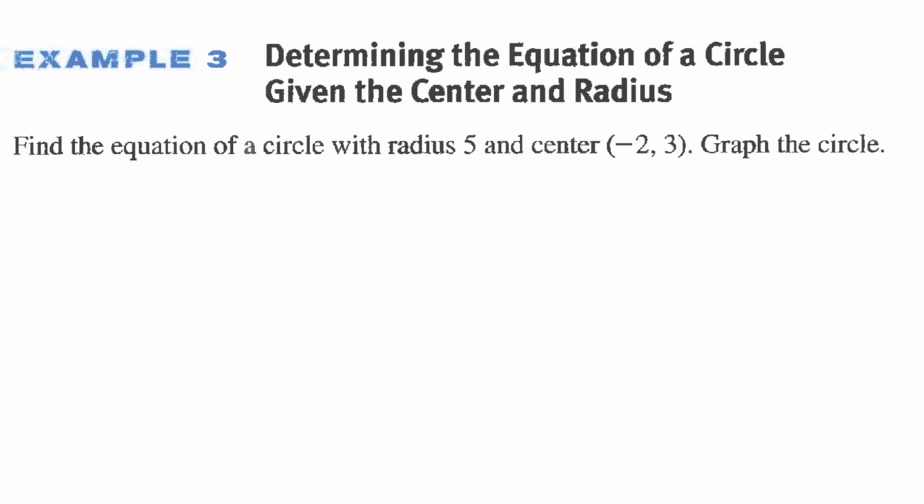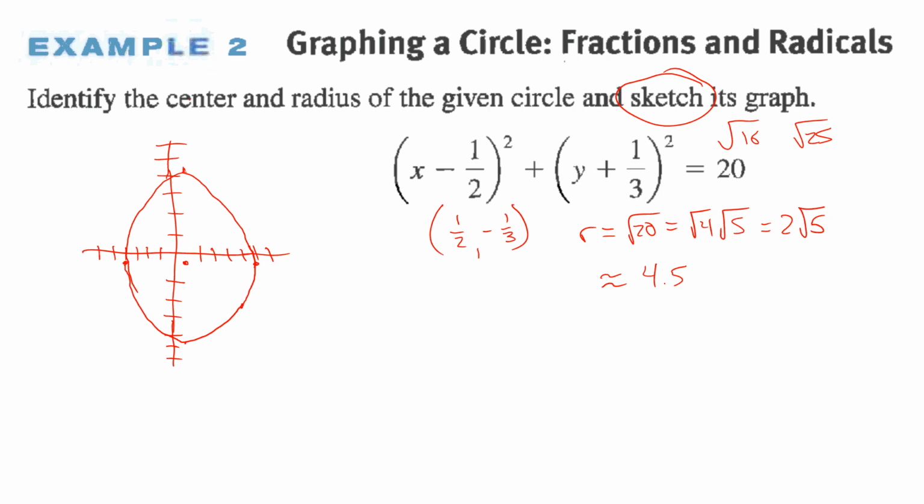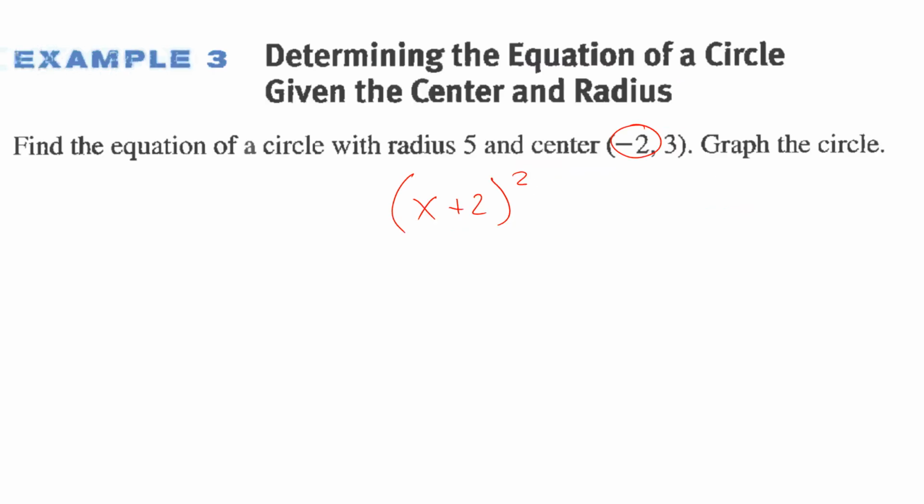All right, so example 3, determining the equation of a circle if we have the center and the radius. So we know that it's x minus h, minus negative 2 would be x plus 2, squared. All right, and so for a circle, remember that our formula has a plus in the middle. So we say plus y minus the y at the center, y minus 3, equals 5 squared. 5 squared is 25. So let's go ahead and graph this.